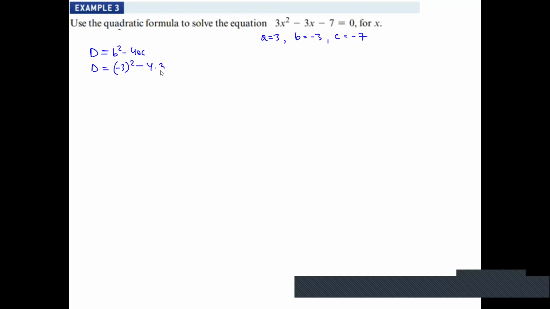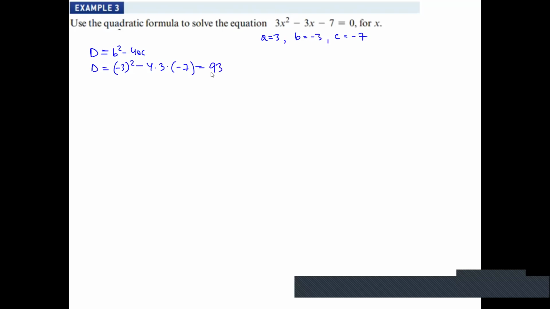So use the quadratic formula to solve the equation for x. Okay, D. Okay, let's do it this way. A is 3, B is minus 3, C is minus 7. So D equals b squared minus 4ac, minus 3 squared minus 4 times 3 times minus 7. So let's do it. 3 squared minus 4 times 3 times minus 7.